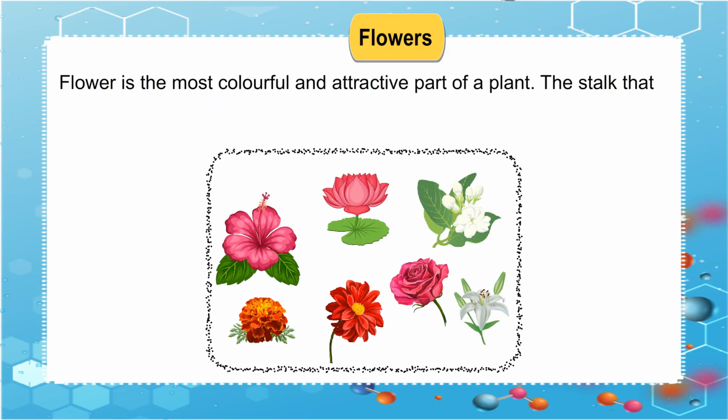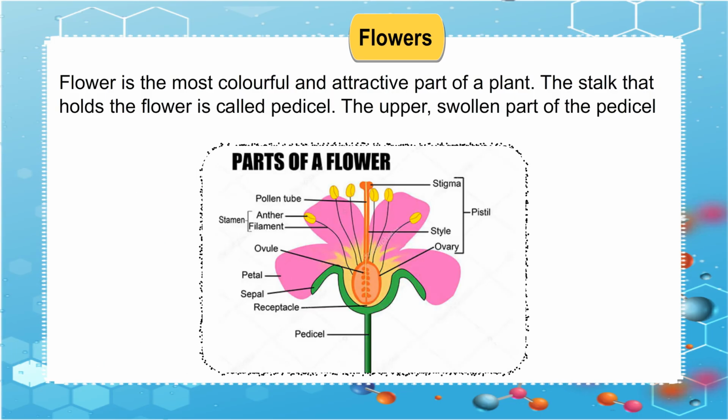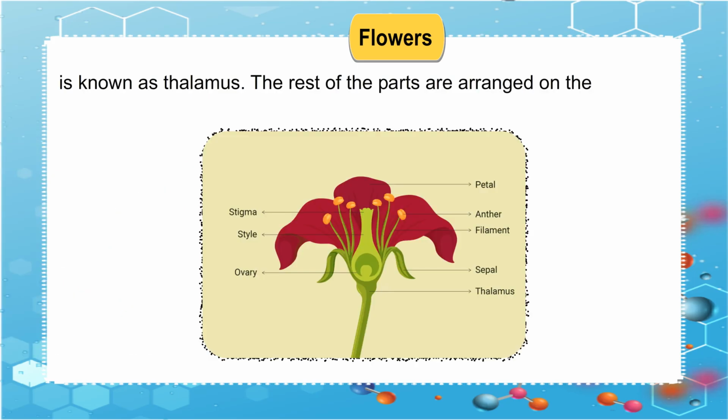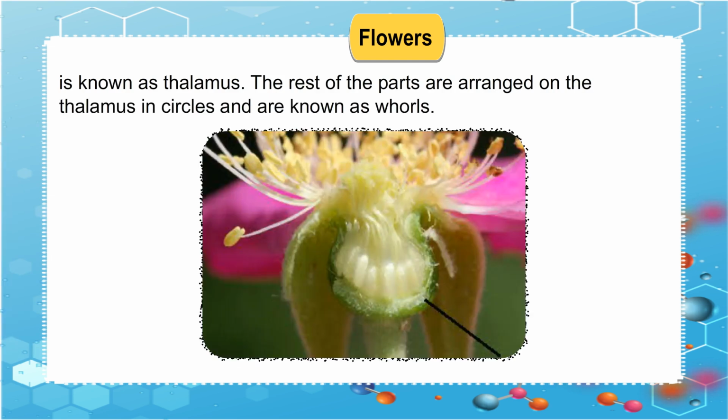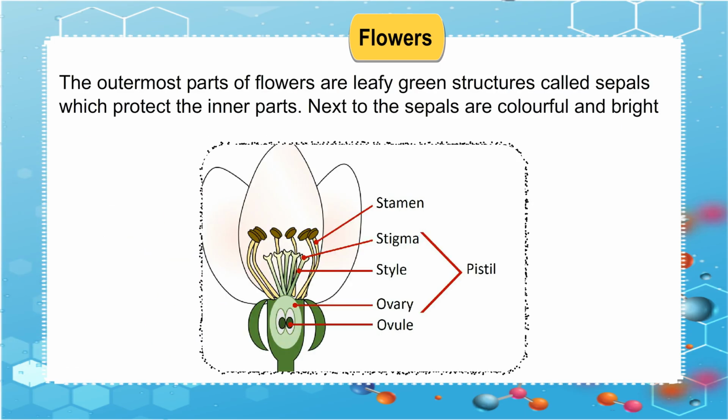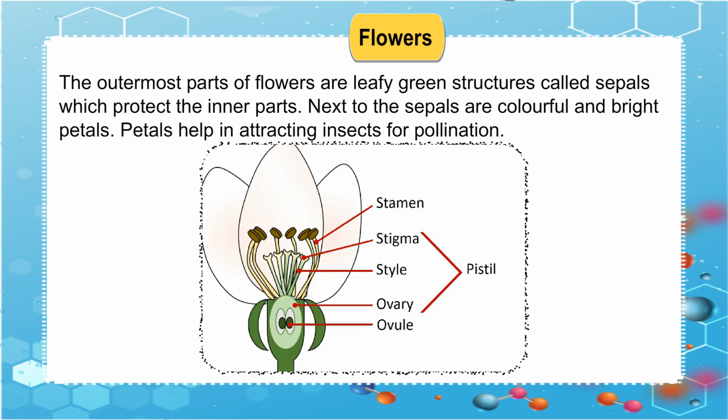Flowers. Flower is the most colorful and attractive part of a plant. The stalk that holds the flower is called pedicel. The upper, swollen part of the pedicel is known as thalamus. The rest of the parts are arranged on the thalamus in circles and are known as whorls. The outermost parts of flowers are leafy green structures called sepals which protect the inner parts. Next to the sepals are colorful and bright petals.